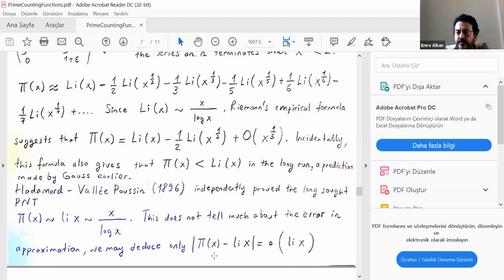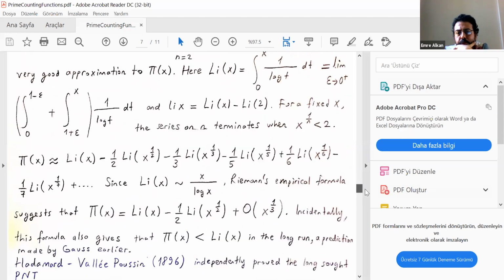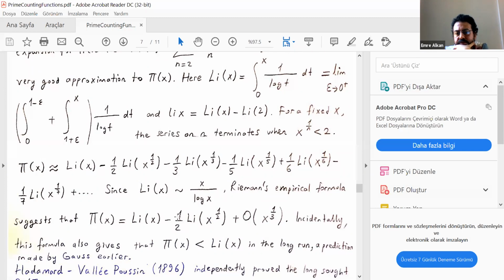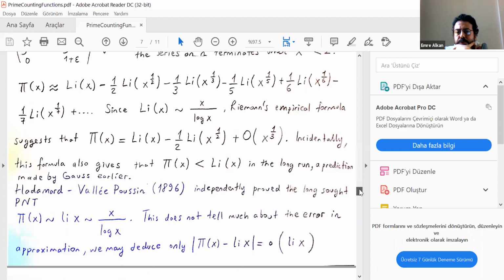So this means if you divide this by Li of x, you have a function here that tends to 0 as x tends to infinity. So this is not very promising for people who want to see something about the approximation, who want to see something about the error. Okay, so the asymptotic was the very first step, but it still can't control the error very well. With a statement like this, we cannot say much about the validity of such things. It's still not good enough.